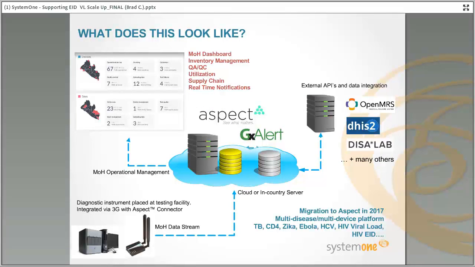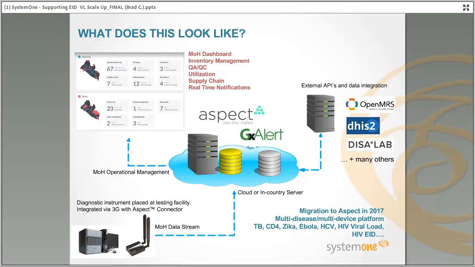So what does this look like? How do we actually connect up these results? If you follow me at the bottom left-hand corner of the slide, you can see the diagnostic instrument. For this example, I've used the GXAlert, mostly because that's our primary base at this point, so it can do viral load and EID.